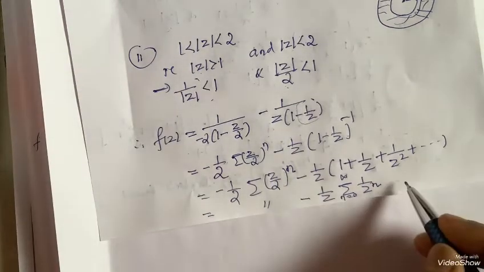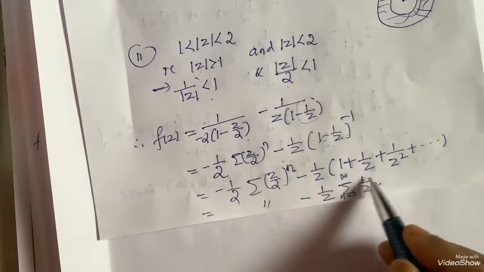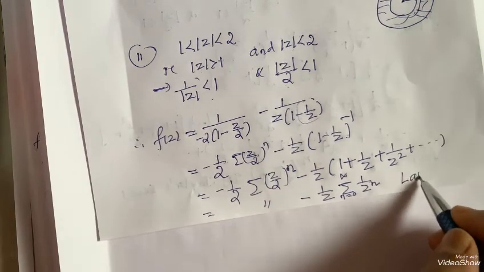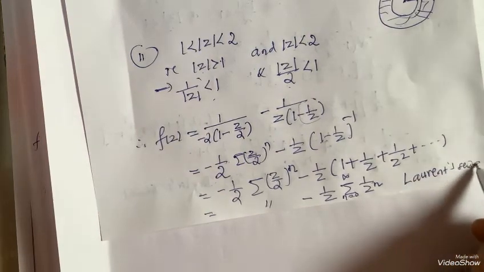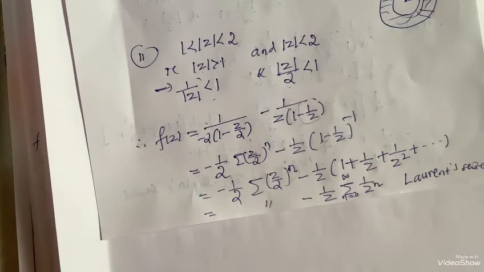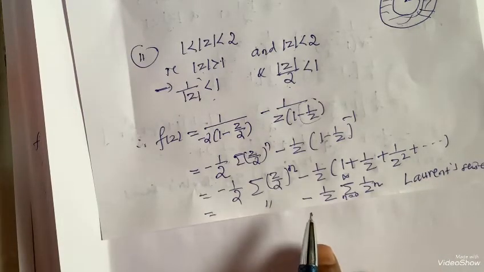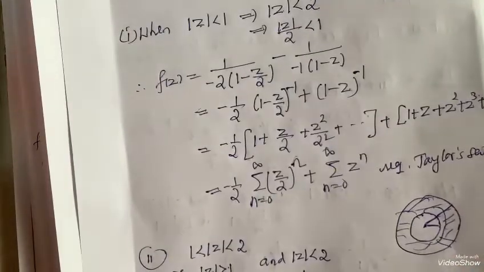So this is a Laurent series. Here it is positive power and this is negative power. So this is Laurent, because I have given in the last class the statements of Taylor's and Laurent's. In the Taylor's you are having only positive powers. In the Laurent's you are having both positive and negative here. So this is for the region mod z more than 1 and less than 2.